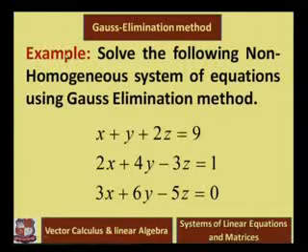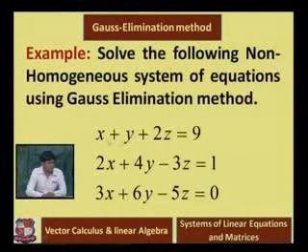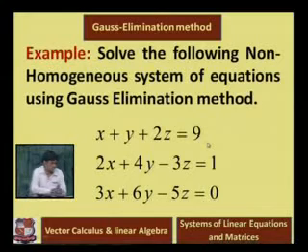For that, consider one example of a system of non-homogeneous equations. Solve the following non-homogeneous system of equations using the Gauss elimination method. Here the system is given: x plus y plus 2z equals 9, 2x plus 4y minus 3z equals 1, 3x plus 6y minus 5z equals 0. Here note that the right hand side, 9, 1, 0, are all constants.